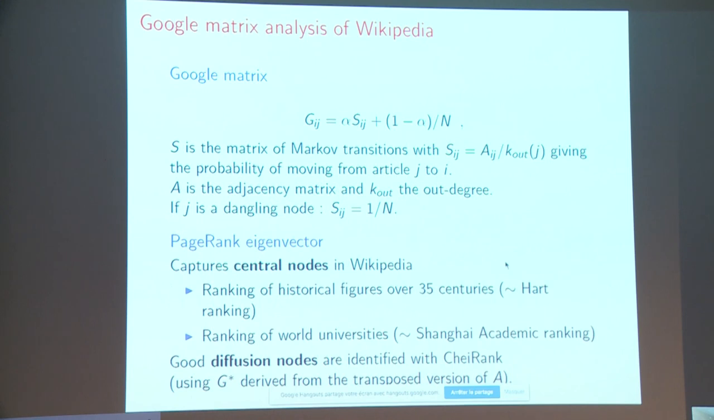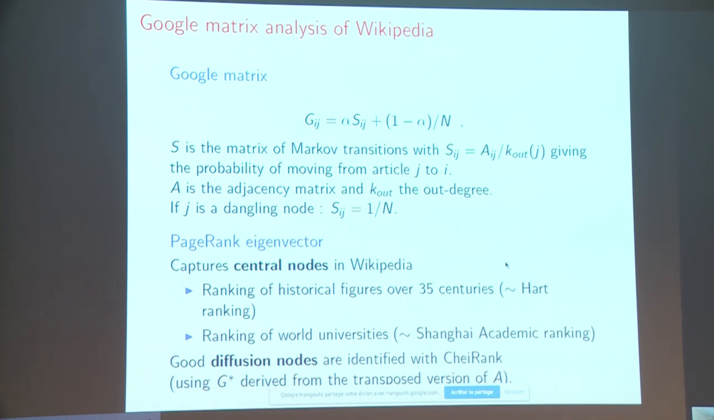You can as well look at Wikipedia by creating an inverted network where you take the transpose of the adjacency matrix, and then you can compute on this the largest eigenvector, which we will call the CheiRank in this case.